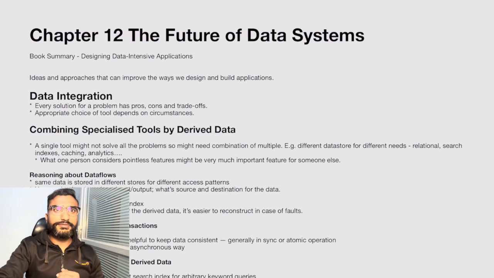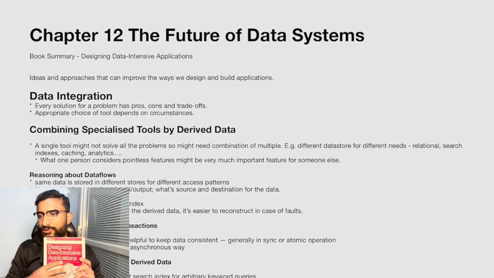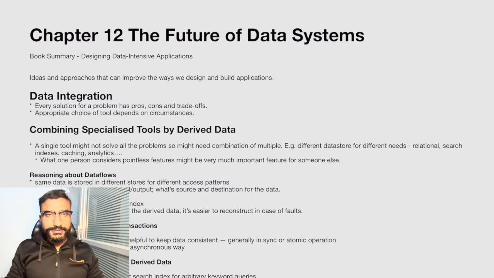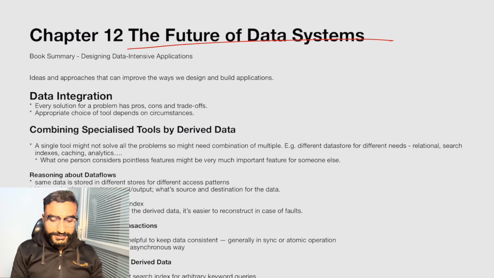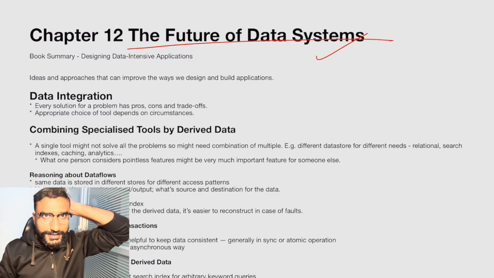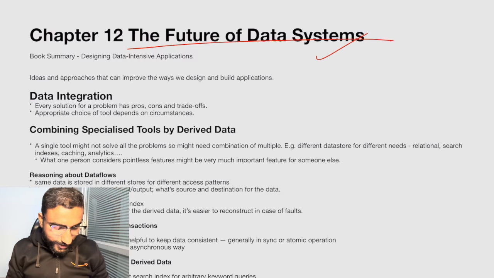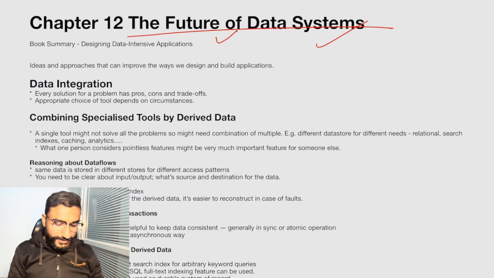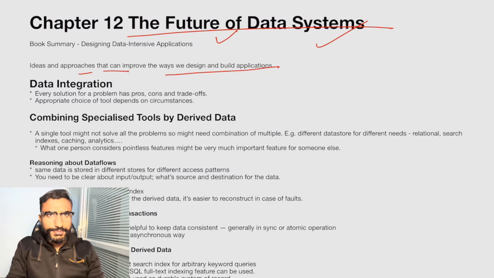We will be discussing the final chapter of the Designing Data-Intensive Applications book. I have already covered 11 chapters and their summaries, and this is the final one, the 12th, named The Future of Data Systems. So let's quickly close this and be done with the book. The chapter talks about ideas and approaches that can improve the ways we design and build applications.